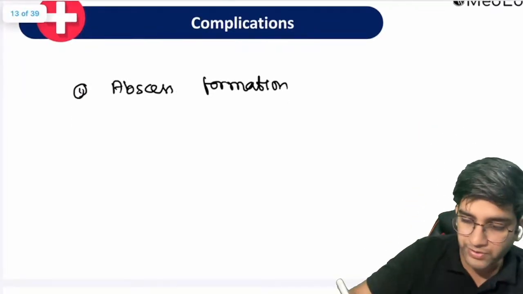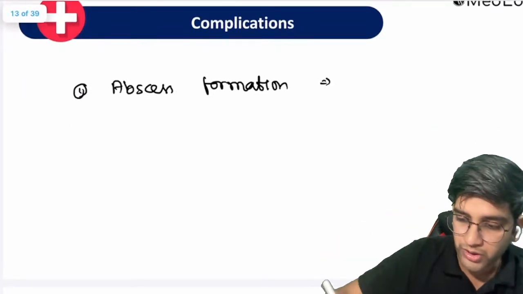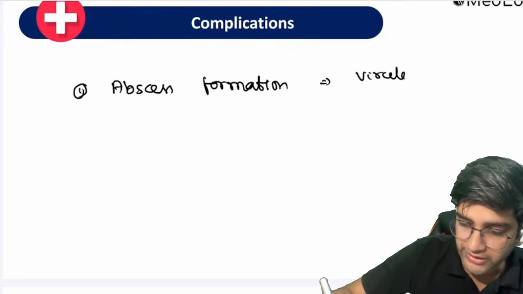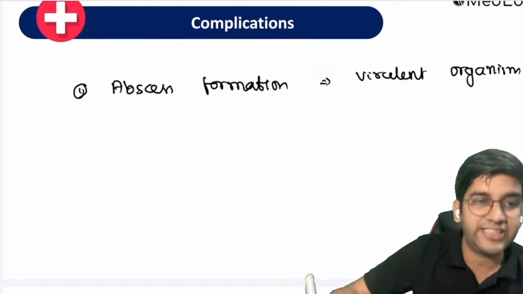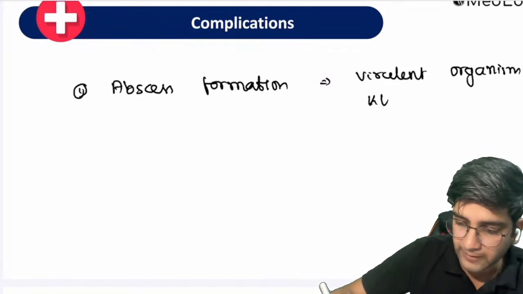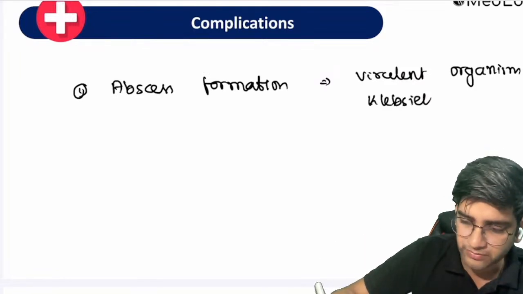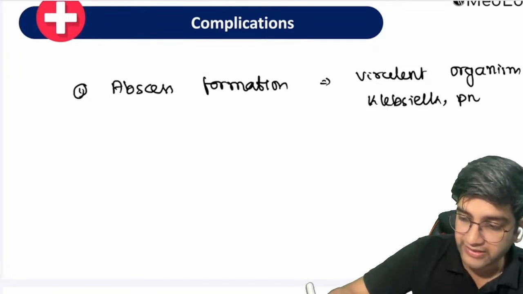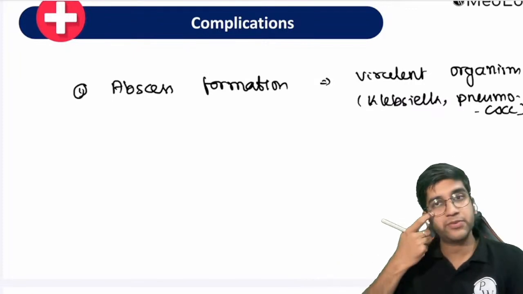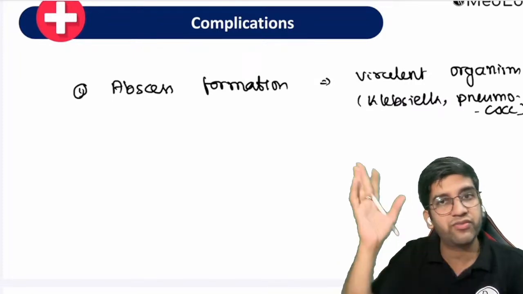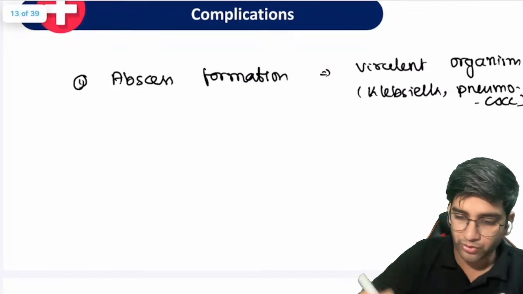Okay. Abscess formation is possible in two scenarios. When you have a very, very virulent organism, if the organism is very, very aggressive, like Klebsiella, aggressive organism, pneumococcus is aggressive. Staphylococcal might not be, but pneumococcus and Klebsiella are sometimes very virulent. It will destroy everything and cause abscess formation.